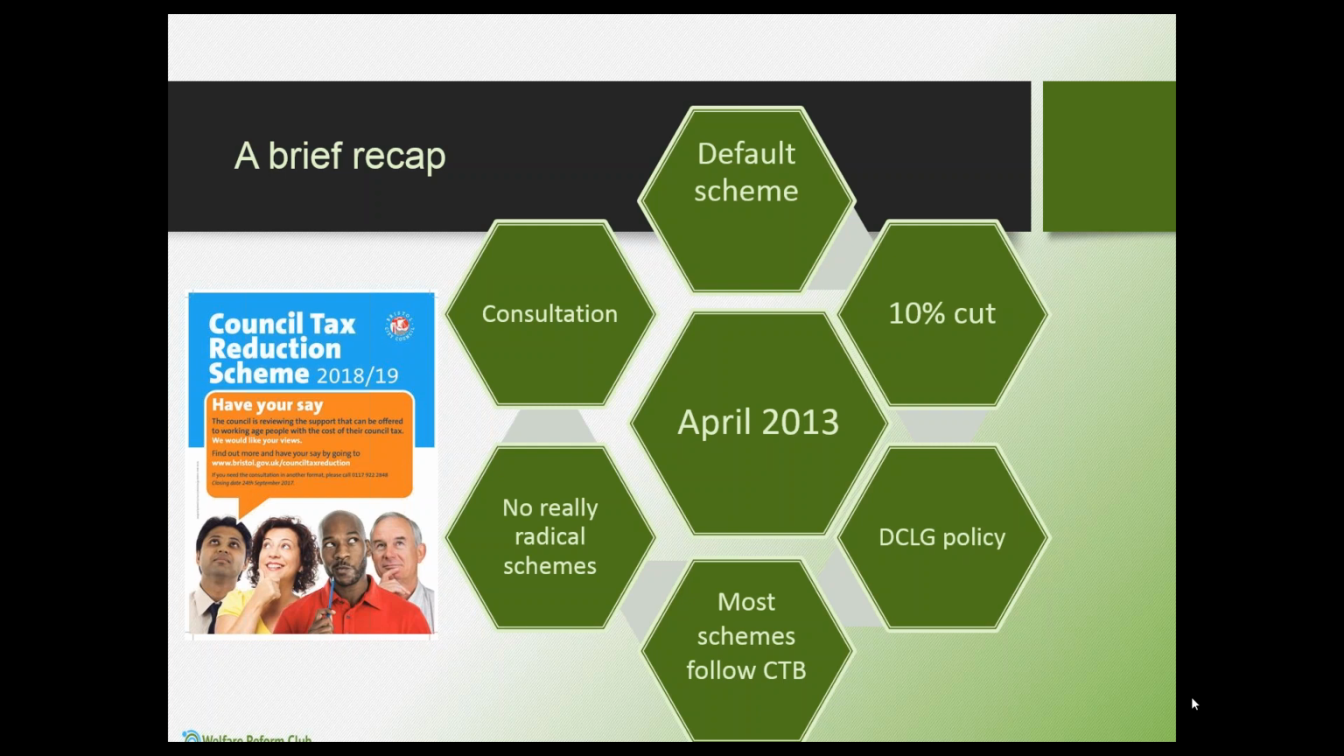As you know, there's a default scheme for the pensioners, for pension age, which basically means that they continue to get CTB. And then the single person discount stays as it is. So the policy flexibility was limited. So it's not surprising, really, that most schemes mirrored council tax benefit. There was not really anything very radical, but that, of course, was the nature of the beast at that time. So let's look at what happened since then.